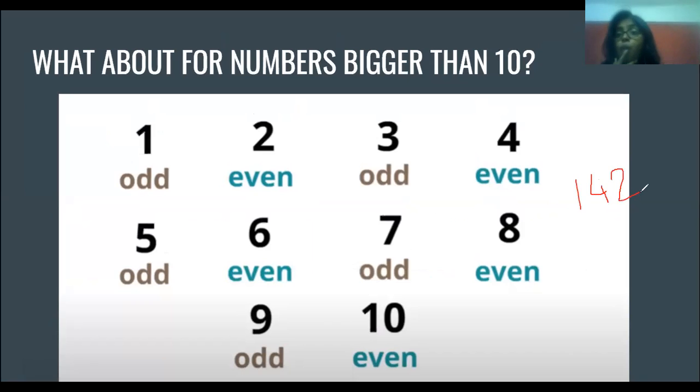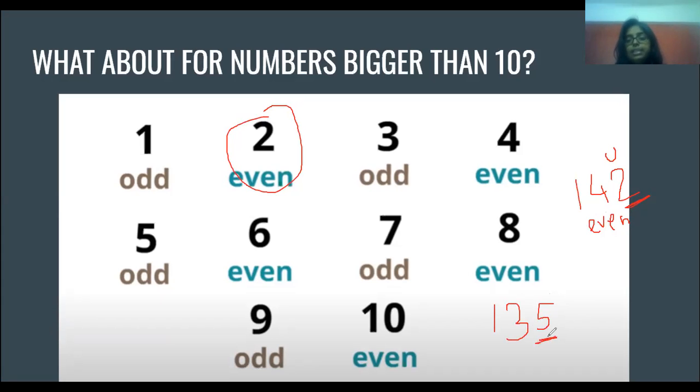Now we can't start making groups of 142, right? So we're going to look at the last digit, which is the units digit. The units digit has the number 2, and we know 2 is an even number. So 142 is an even number. What about this number, 135?